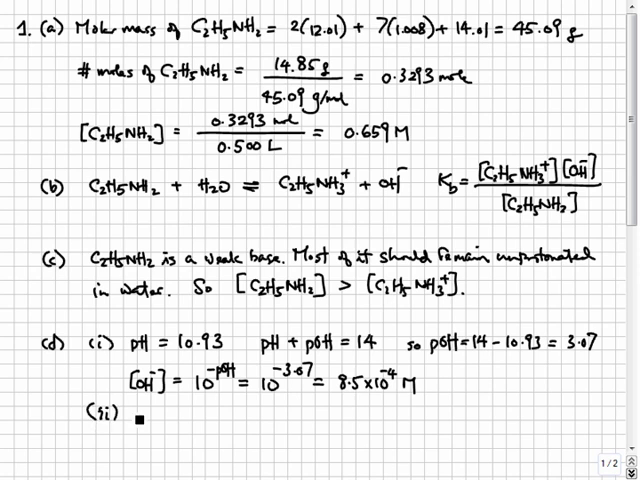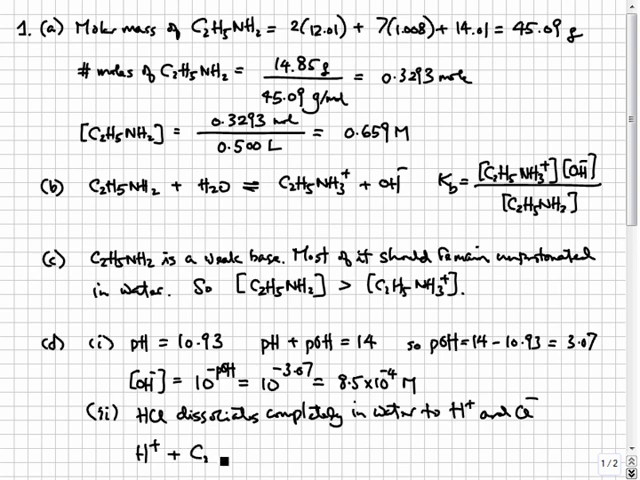2. HCl is a strong acid, and it dissociates completely in water to give H+ and Cl-. The H+ should protonate the base C2H5NH2, giving H+ plus C2H5NH2 going to C2H5NH3+.